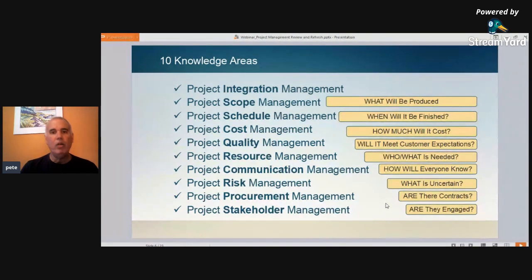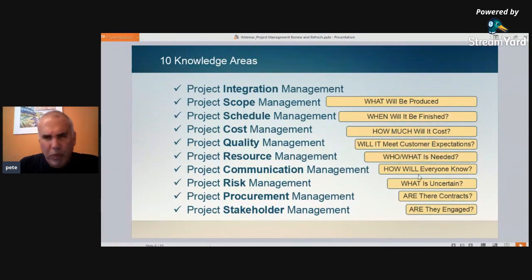And we have stakeholder management. We ask the question, are they engaged? Are the stakeholders engaged? Do they understand where we are in the project? Can they help us to motivate resources that are under their management? Are they engaged to make decisions? Are they engaged to work cross-functionally?